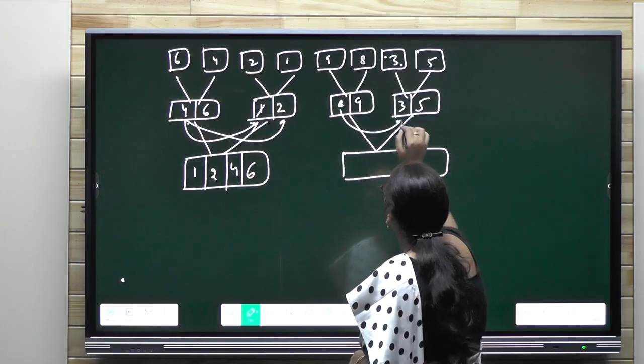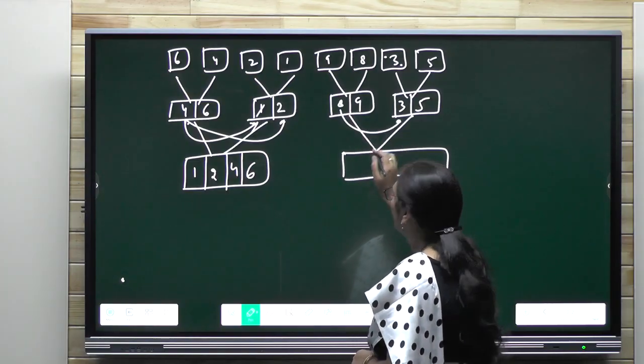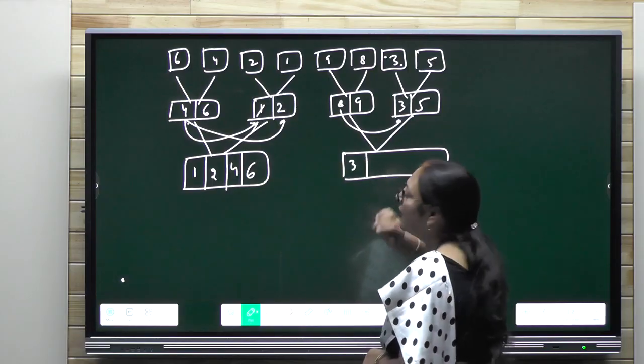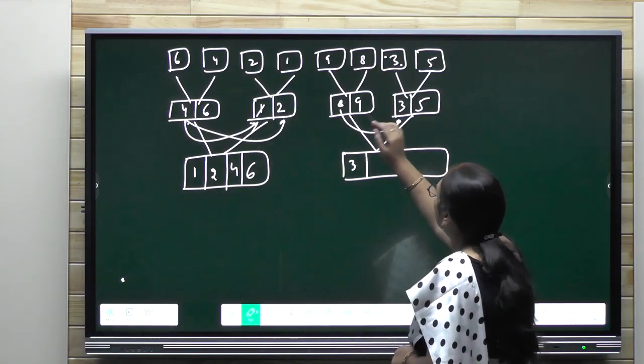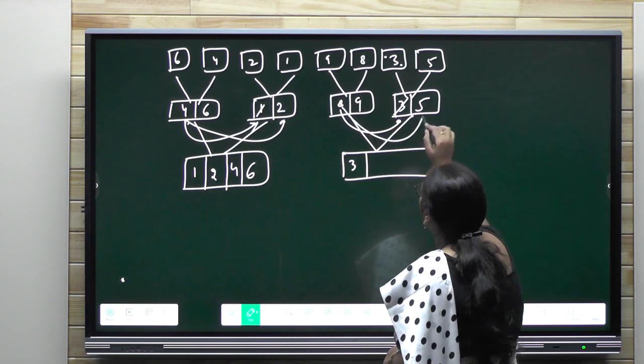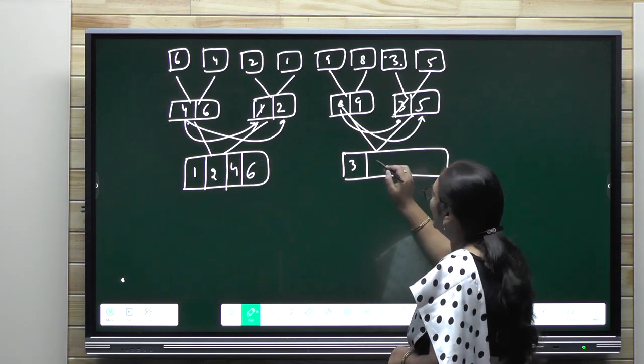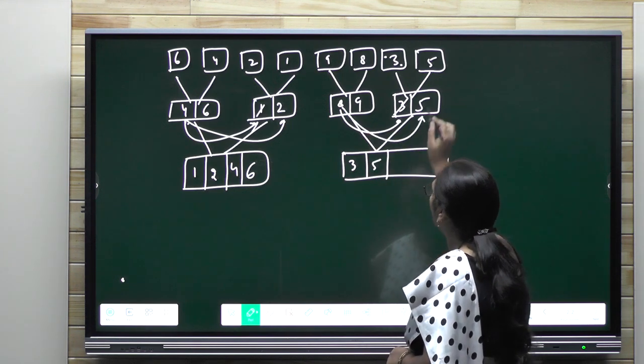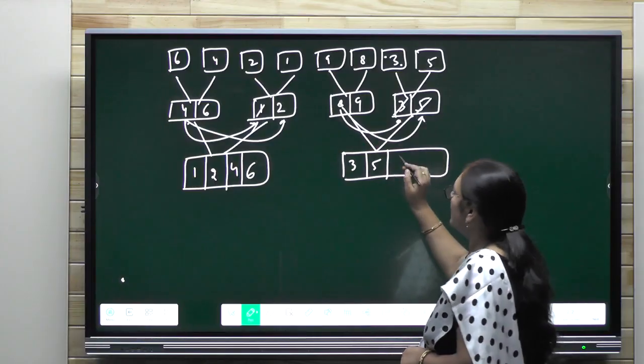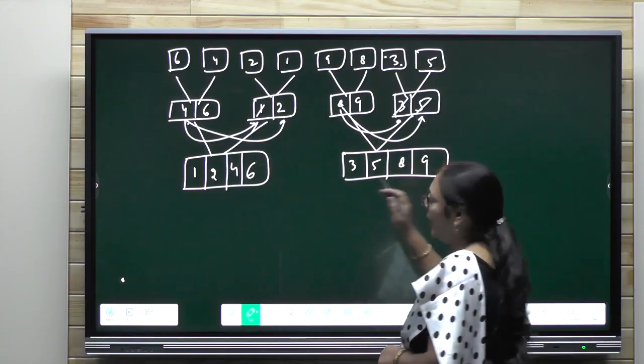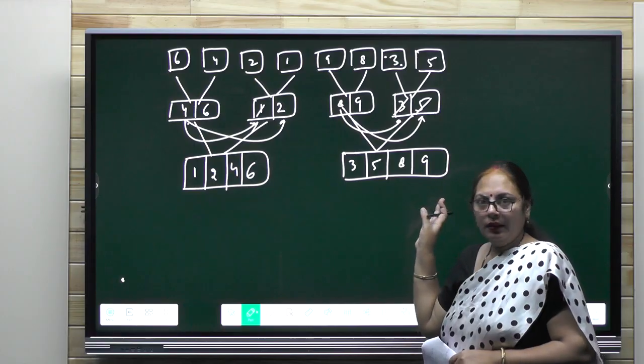8 will be compared with 3. 3 is less than 8, so it will come first in the resultant subarray. Similarly, now 8 will be compared with 5. 5 is less than 8, that means 5 is going to take place in the merged array first, and then the rest of the elements of the left array will be put in the resultant array.